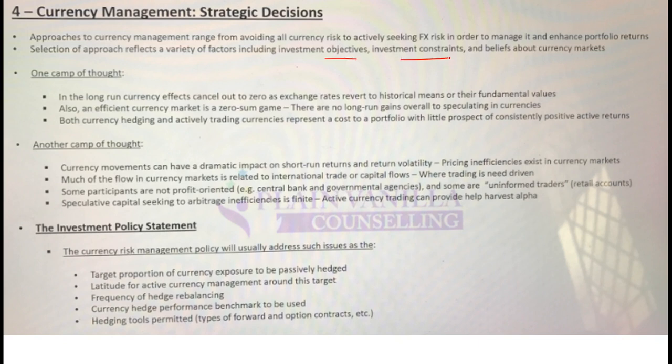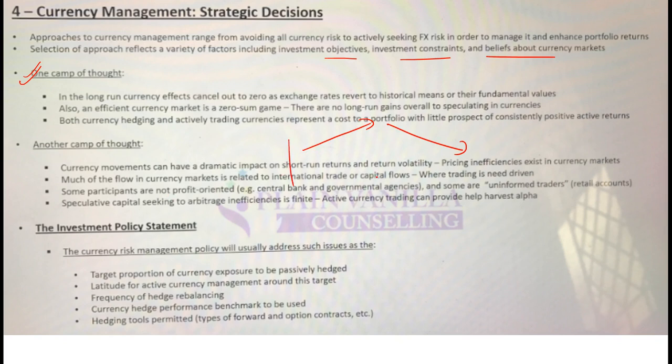And the approach to decide for currency management can depend on a variety of factors. That can depend on objectives, investment constraints, and beliefs about currency markets. If your objective is to reduce risk, or if you have a constraint of low risk, then you may want to hedge the currency movements. But if you think that currency markets will do good in future, or you will have a benefit from currency movement, then you may not want to hedge it. So there are different thoughts and theories about it. One camp of thought says that you should not hedge it. Why? Because they say that in the long run, currency effects will cancel out to zero. That currency exchange rate will mean revert in the long run. If it is going up, it will fall in future. And so you do not need to hedge it.